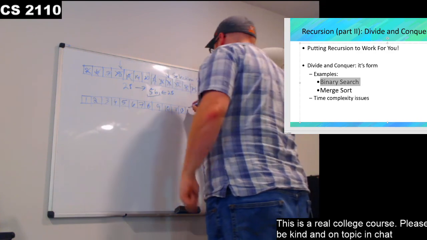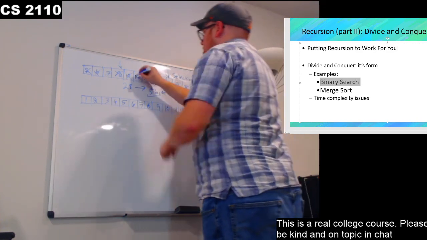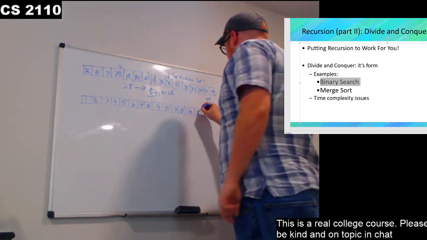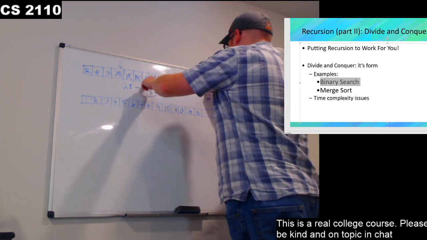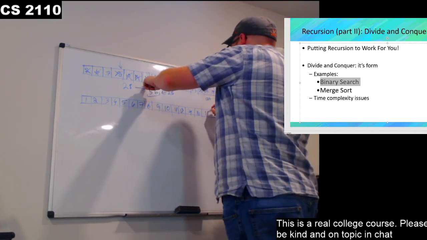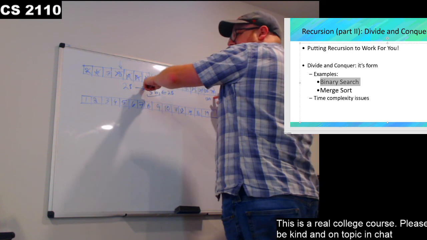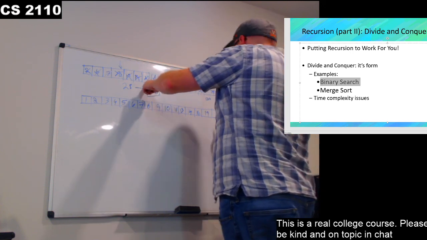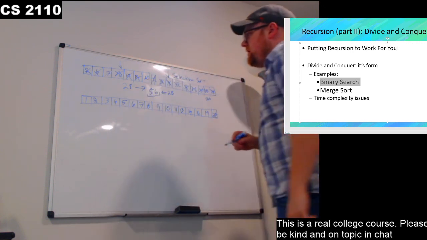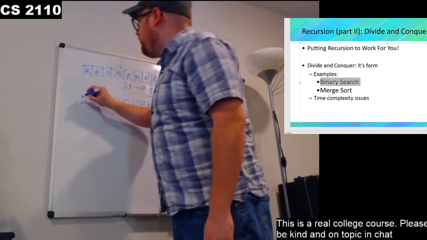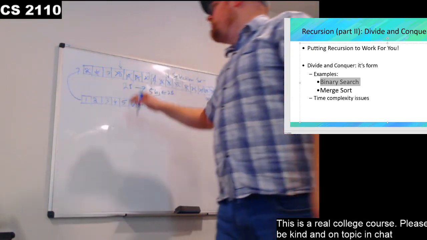14 is smaller than 16. 16 is smaller than 20. 19 is smaller than 20. And then finally, I only have this last value, 20, left over. Here we go. And then all I need to do is just copy this back up to the old array.